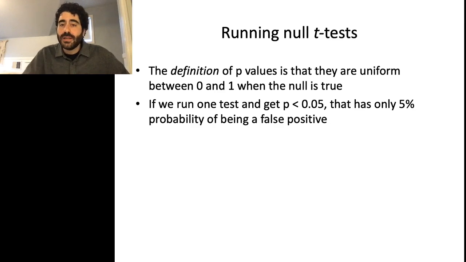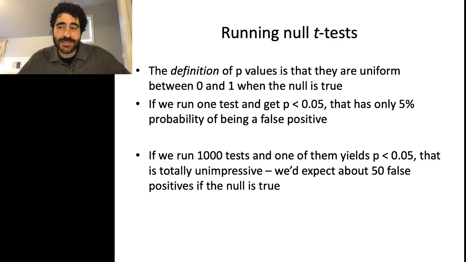And so that's evidence against the null being true, because usually the null hypothesis isn't going to give you small p-values. The problem is that if we run, say, 1,000 tests and we get one of them with a p of less than 0.05, that's totally not impressive, right? Because we'd expect about 5%, or 50 in this case, of the tests to be false positives. So getting a p less than 0.05 when we're running many tests doesn't actually tell us anything interesting about the null. The null is going to be generating many false positives here too.